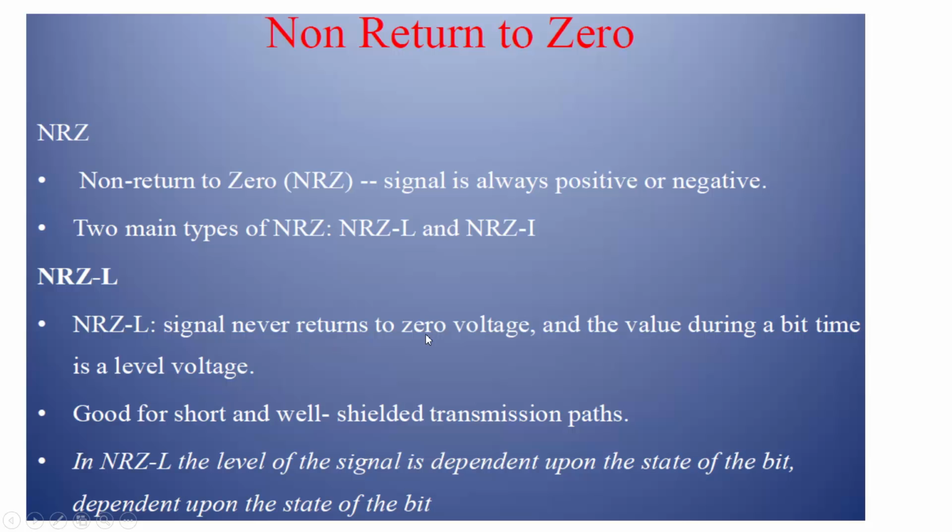The NRZ-L signal never returns to zero voltage, and the value during a bit time is a level voltage. Whatever is the level of the encoded waveform will be treated either as 1 or 0. This type of NRZ-L encoding scheme is good for short and well shielded transmission paths. In NRZ-L, the level of the signal depends upon the state of the bit, as I have just described: whether it is 1 or 0 depends on the level of the waveform.